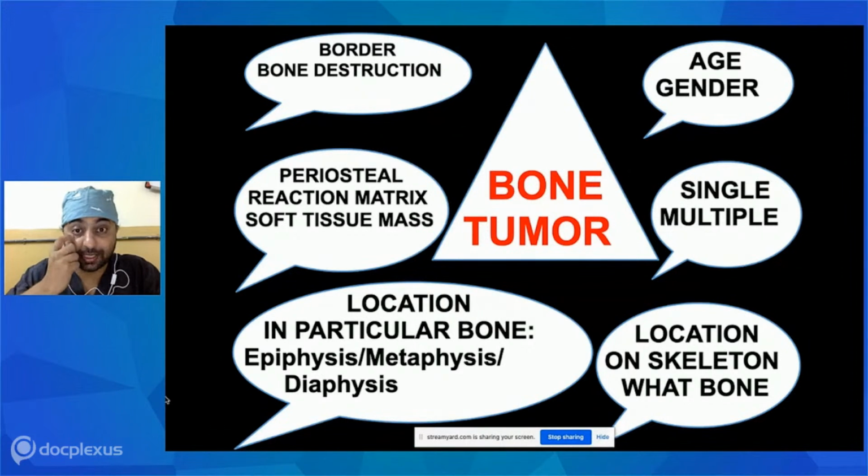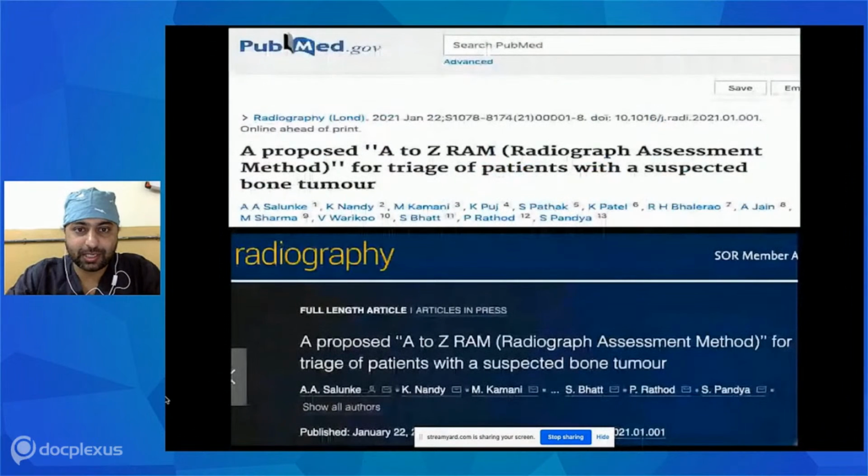So we published our data as a proposed A to Z RAM, that is radiograph assessment method for triage of patients with suspected bone tumor. This paper was published in a PubMed-indexed journal, Radiography, which was published a few months back. It was published in January, last month only.